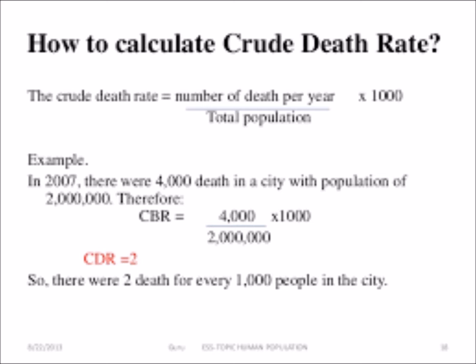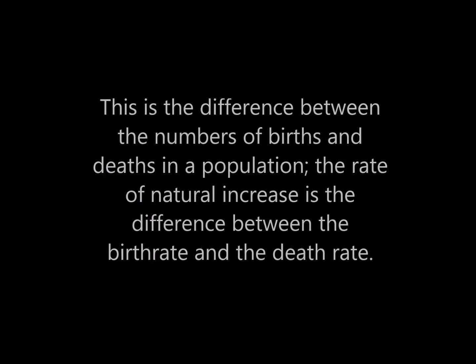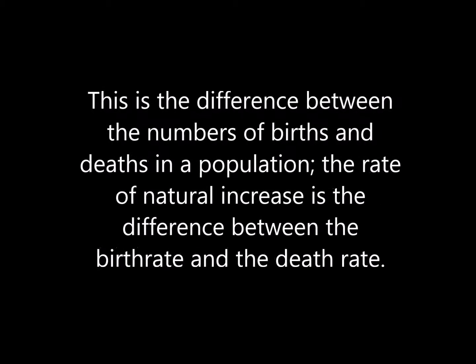Okay, so if a population has, let's say, 1,000 births within a given year, and let's say 500 deaths within a given year, the growth of the population will be referred to as natural increase, wherein the average number of births exceeds the average number of deaths. Now, in case the average number of deaths outnumbers the average number of births, you would refer to this as natural decrease.